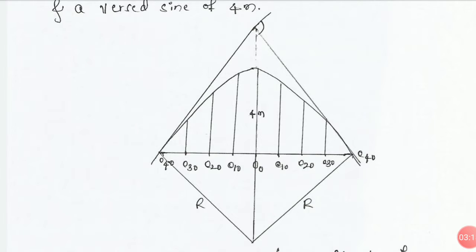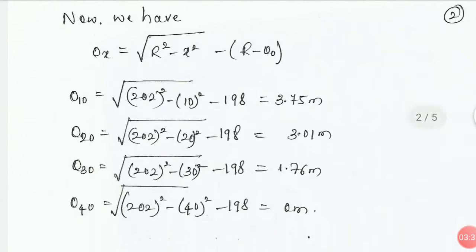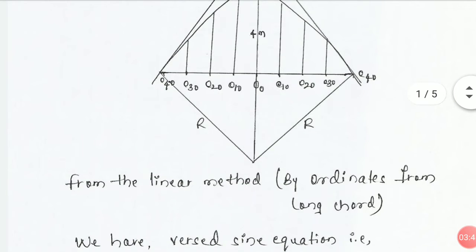From 0 the offset length goes on increasing and it will be maximum at the versine or at the mid ordinate of the curve, and it again goes on decreasing up to the point of tangency, that is at the end of the curve. You can check it here, O40 is square root of 202 squared minus 40 squared, minus 198. I will get it as 0 meters exactly. So this is the problem with respect to the first method, that is by ordinates from long chord.